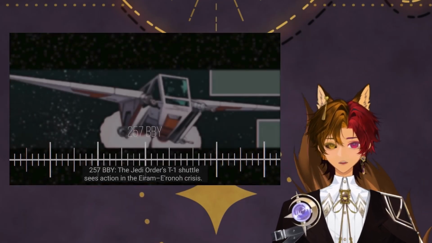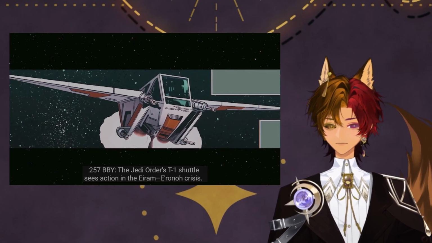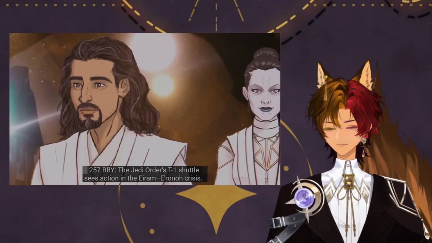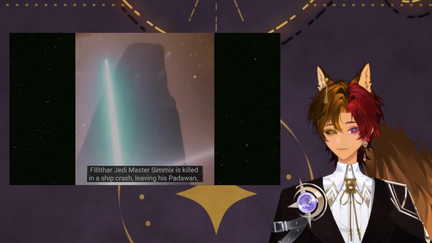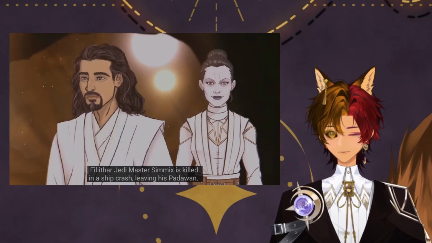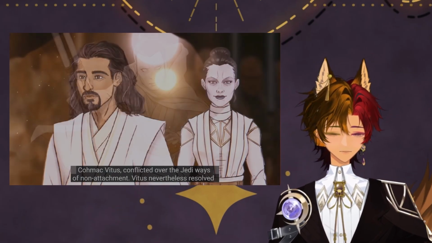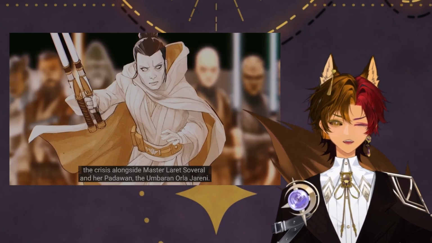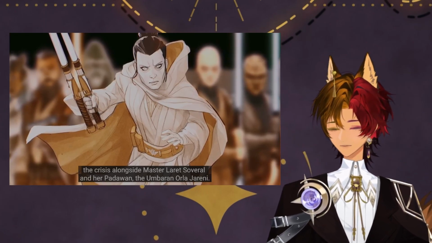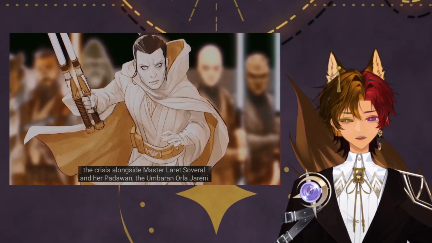257 BBY. The Jedi Order's T-1 shuttle sees action in the Iram Irono crisis. Philithar Jedi Master Simix is killed in a ship crash, leaving his Padawan Comac Vitus conflicted over the Jedi ways of non-attachment. Vitus nevertheless resolved the crisis alongside Master Lared Soveral and her Padawan, the Umbran Orla Jareni.